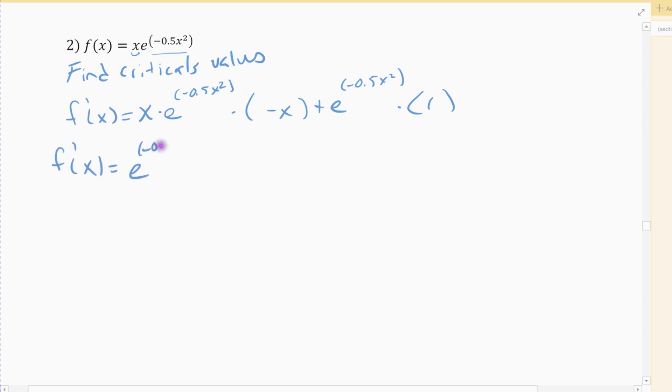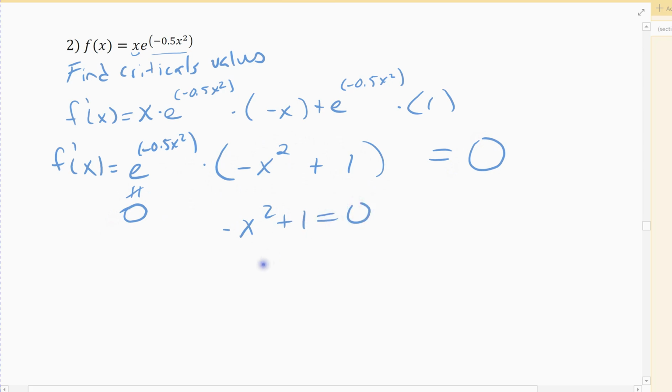So e to the negative 1/2 x squared times, well, what's left over in the first term? I had an x and a negative x. So x times negative x is giving me a negative x squared. In the second term, I just have the 1 left over. And I do have a 1 left over. Alright, so it's still there. So I've got the e term times the polynomial negative x squared plus 1. Now I'm ready to set it equal to 0. And remember, the e term is never 0. So the only place I can get a 0 is out of the polynomial part, which is why we like to factor it this way. And so my negative x squared plus 1 is the only place I can get a 0. And so I solve that.